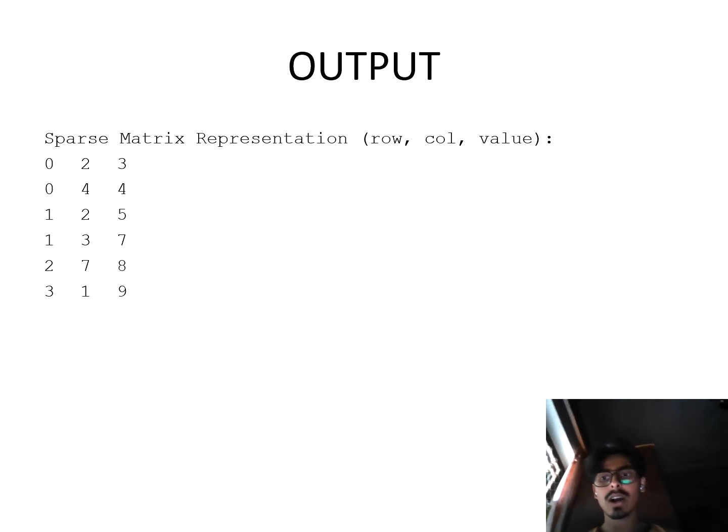So here's the output of the program, which shows the sparse matrix in three-tuple form. Each line displays the row index, column index, and value of a non-zero element. This confirms that our program is working correctly.